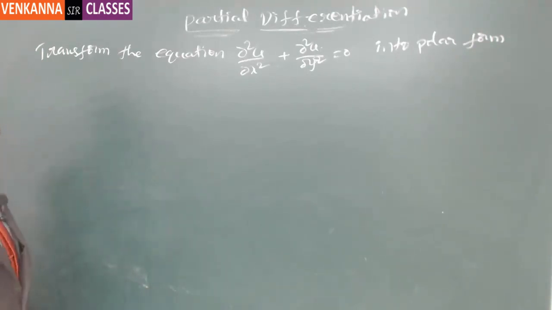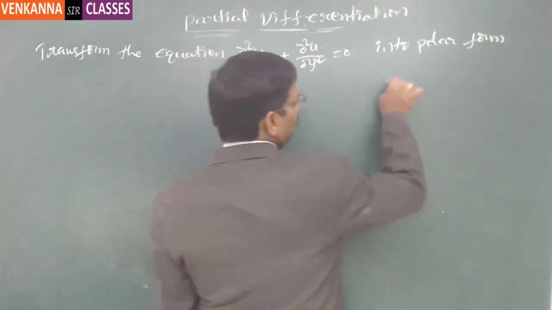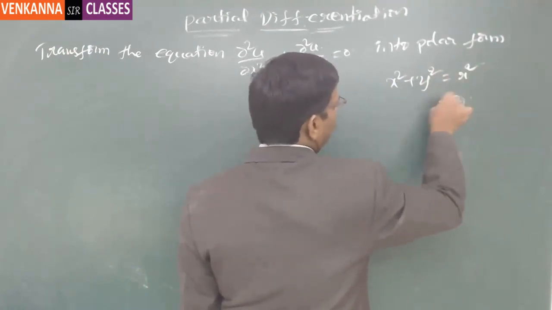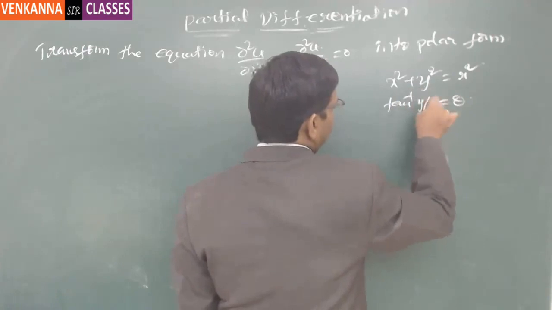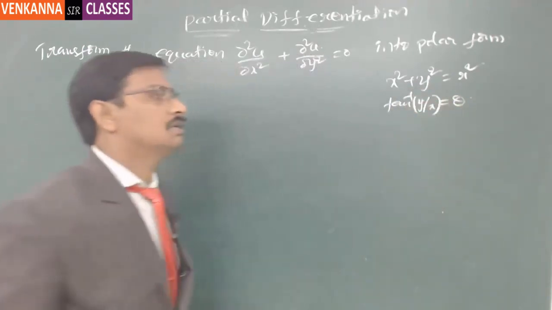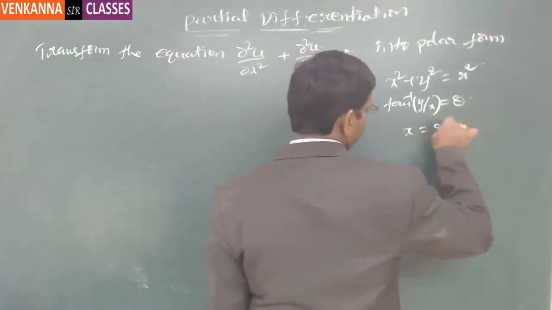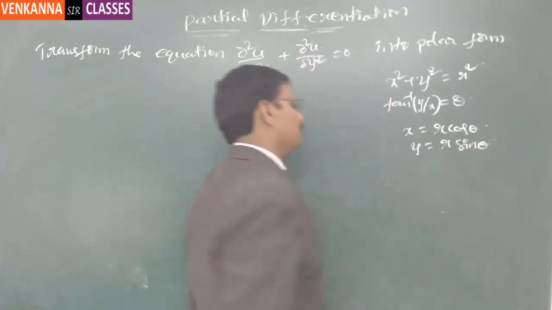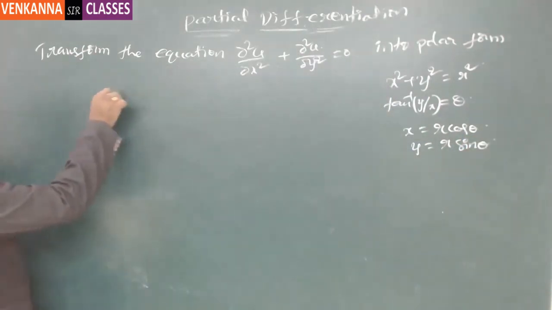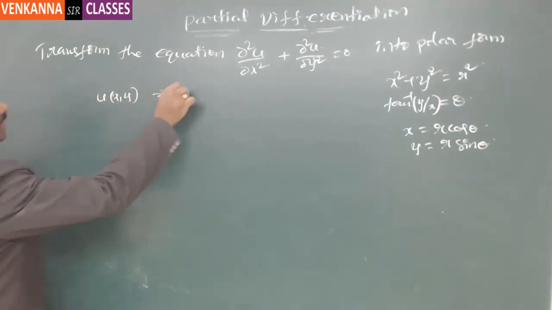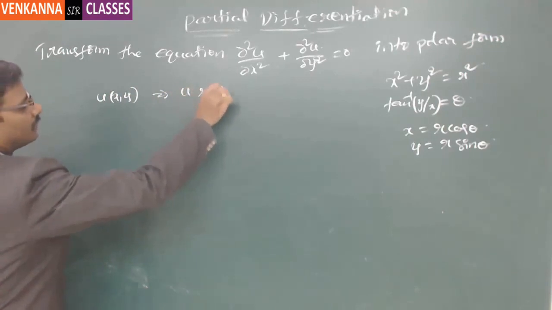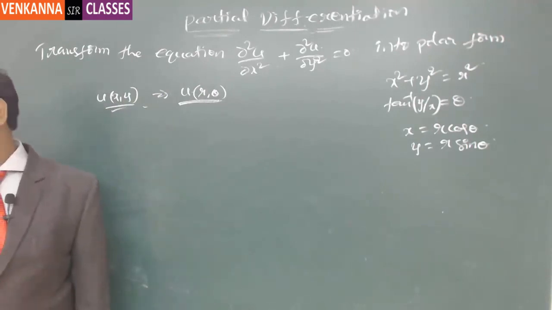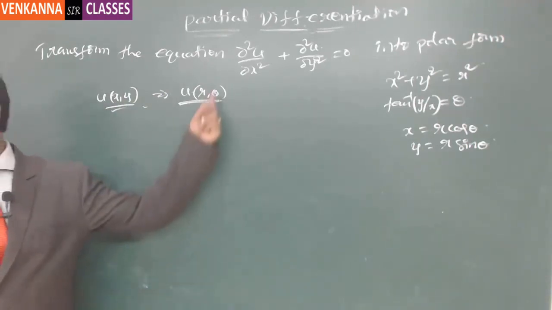Got it? And the relation between polar and Cartesian is: x² + y² = r², and θ = tan⁻¹(y/x). So this is the relation between the polar and Cartesian forms. And the other way, x is r cos θ and y is r sin θ. Here u is a function of x, y. Now this needs to be transformed so that u is a function of r, θ. With the help of partial derivatives, you try to convert this function into polar form.